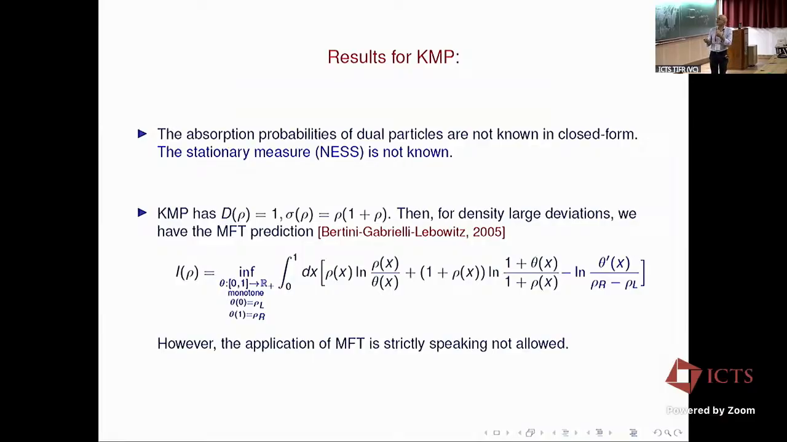Nevertheless, it's a model with this macroscopic coefficient in the discrete version, and therefore one can apply the recipe of MFT and produce, for instance, this prediction for the density large deviation function at stationarity. But strictly speaking, one could not apply MFT to these models, and I will argue why, although the result, of course, is correct.